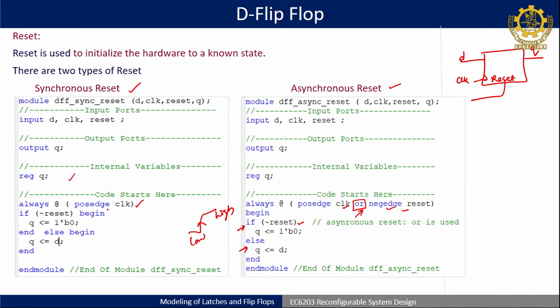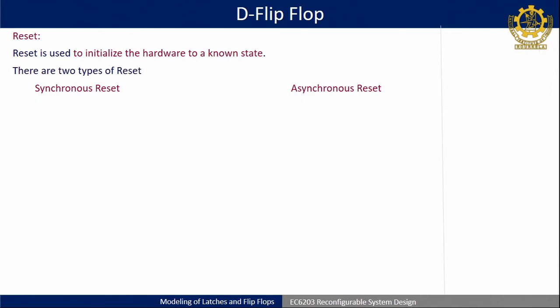So, you can't independently apply the reset here in synchronous reset like in asynchronous reset. And when the clock is there and at the same time reset is high, then the D input will be stored and available at the Q output. Understood? So, this is how we can code the synchronous or asynchronous reset.